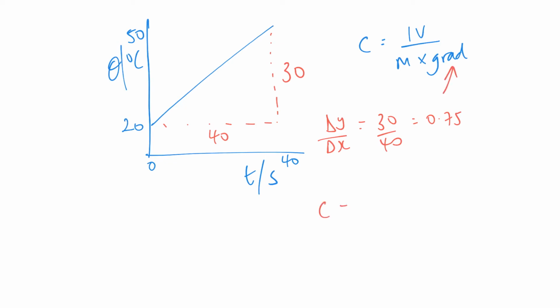Now I'm going to make up some numbers here. So the current might be 4 amps. The potential difference might be 10. The mass of the block tends to be 1 kilogram, but that doesn't always hold true. And then our gradient is 0.75. So that's then 40 divided by 0.75, which then gives a value of about 53 joules per kilogram per Kelvin.